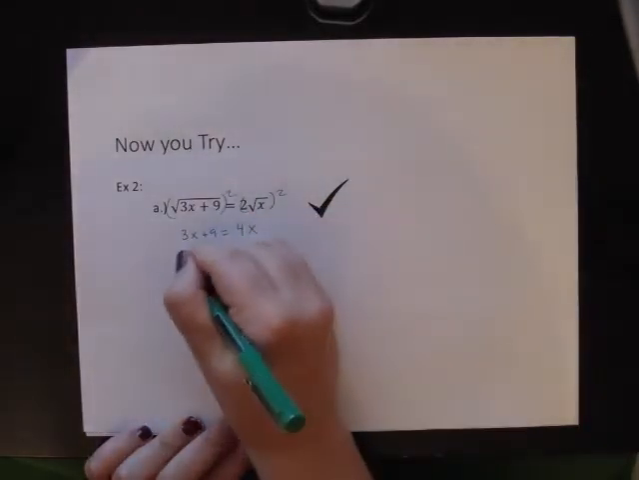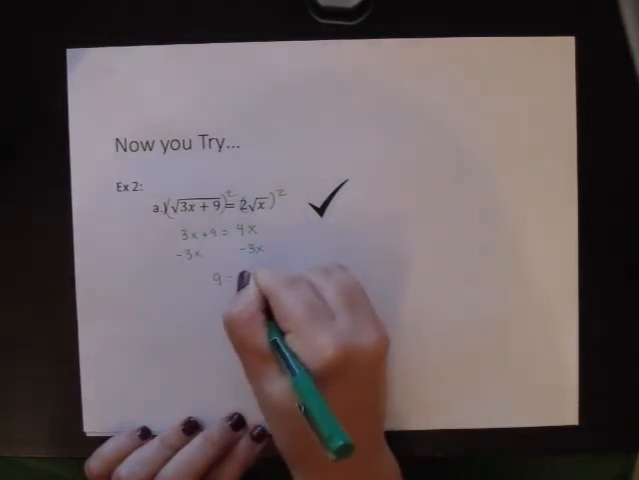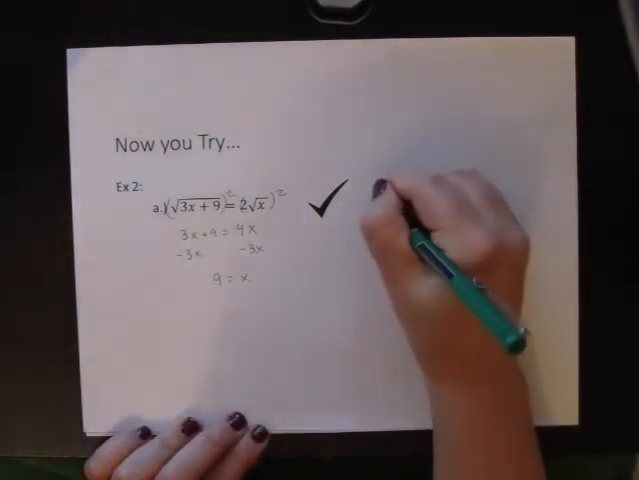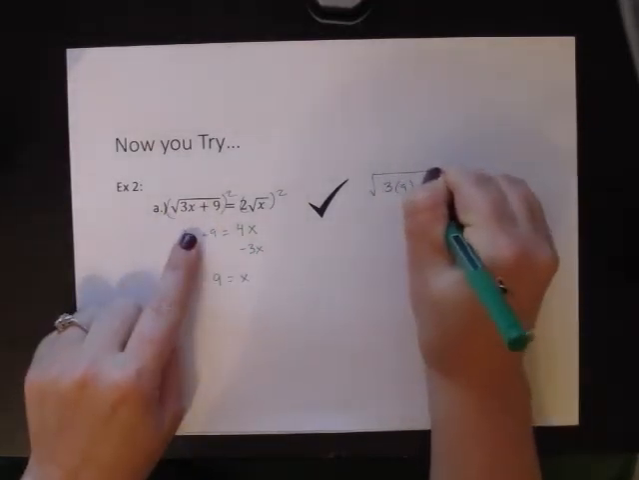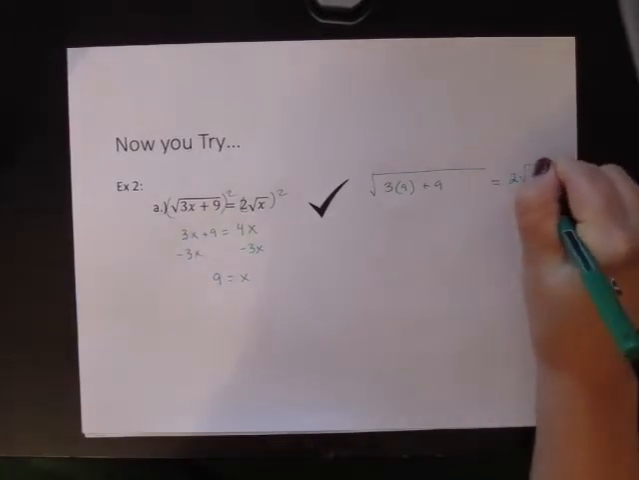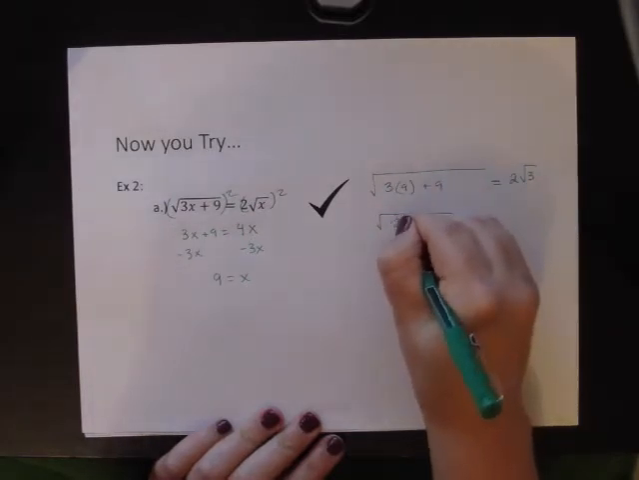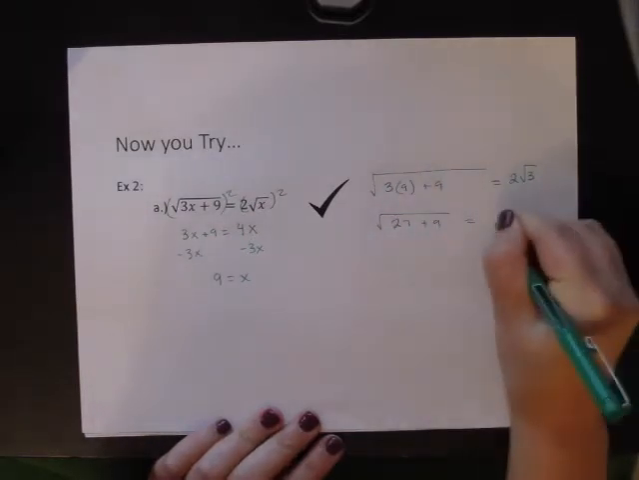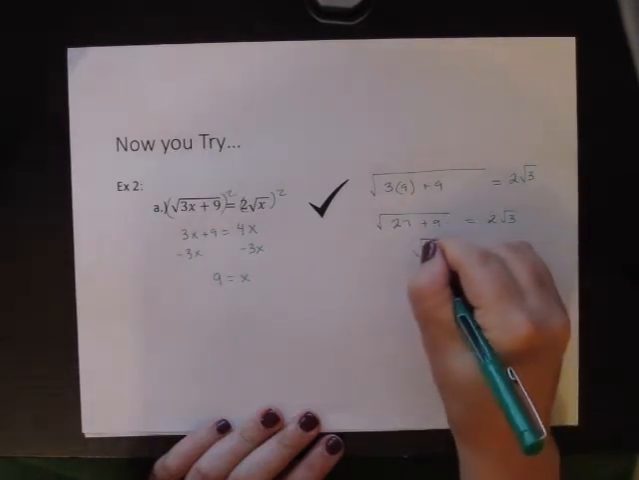This is linear, so I'm going to subtract the 3x on both sides. And I get 9 equals x. I'm not done though, I have to check my work. I go back to my original equation, so I go 3 times 9 plus 9 equals, I don't know why I made that so long, 2 times the square root of 3. Alright? 3 times 9 is going to be 27 plus 9 equals 2 square root of 3. 27 plus 9 is 36.